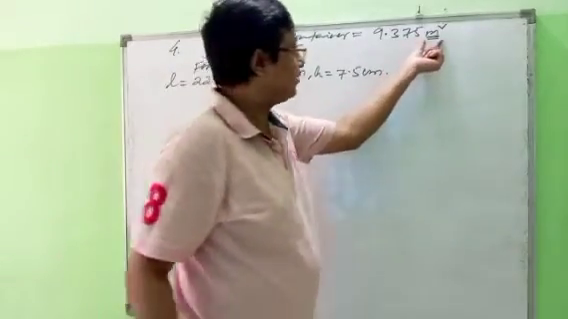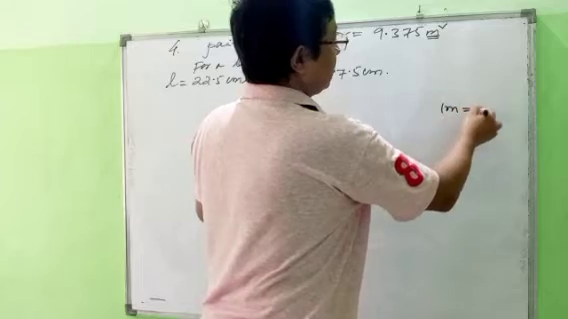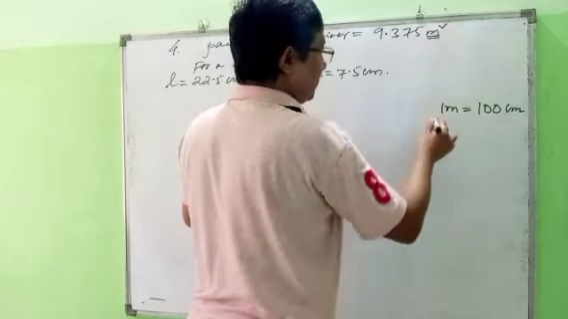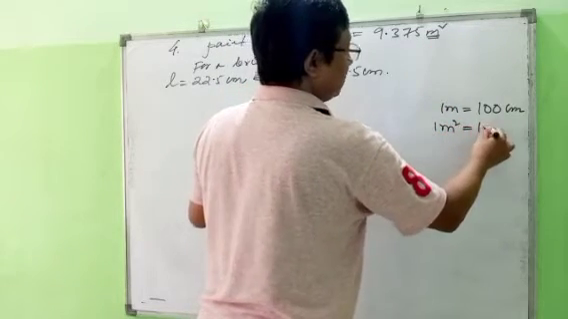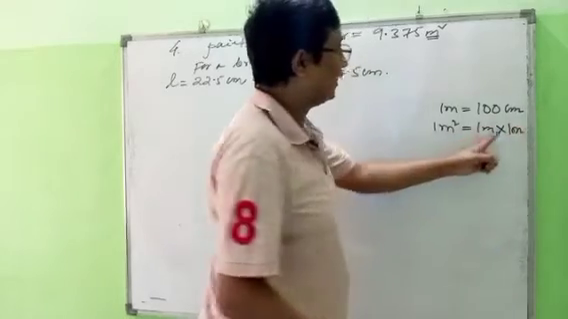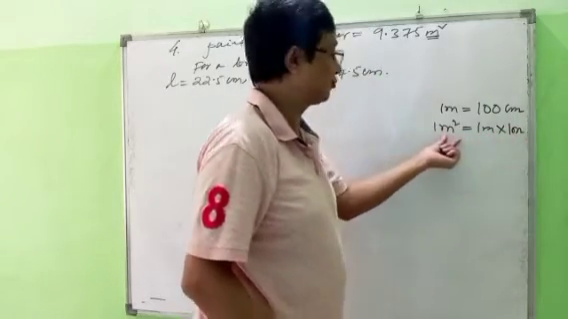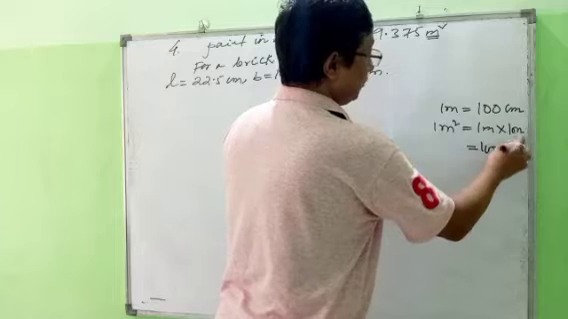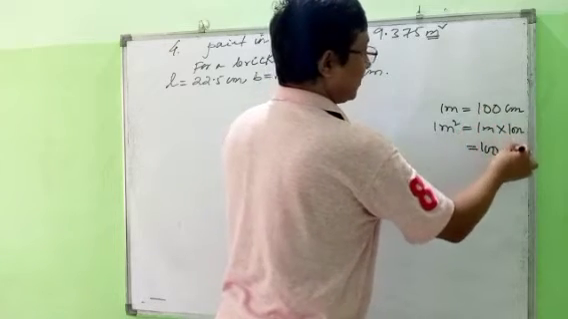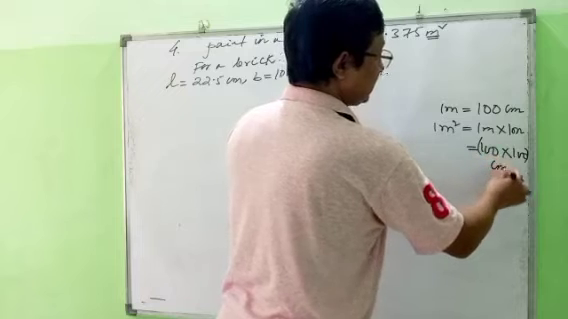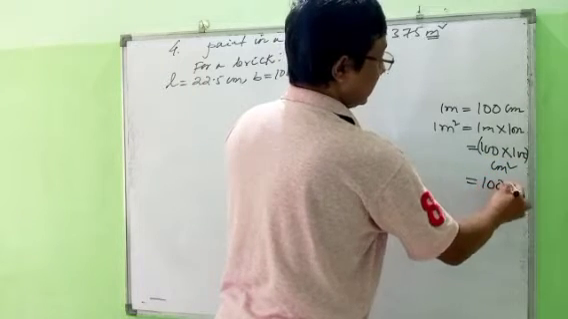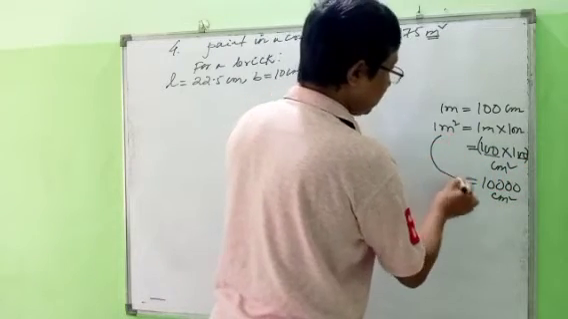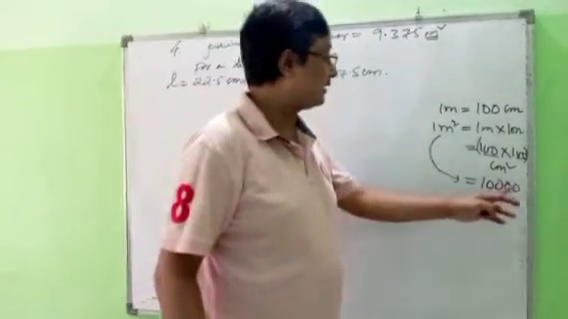As you know, 1 meter is equal to 100 centimeter. So 1 square meter means 1 meter into 1 meter. So 1 meter is 100 centimeter, into 1 meter, that will be 100, so you will get centimeter square. So you have got 10,000, that is 4 zeros. So it will be 10,000 centimeters square. That means 1 meter square equals 10,000 centimeters square.